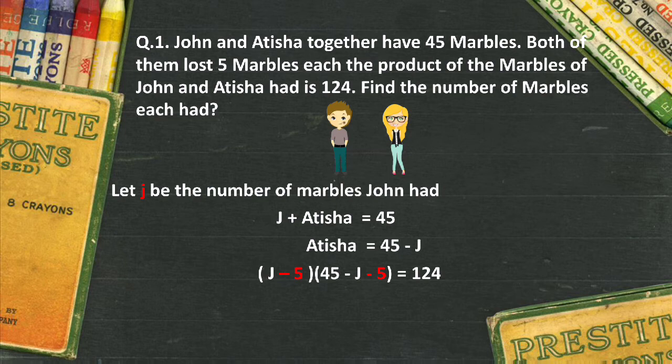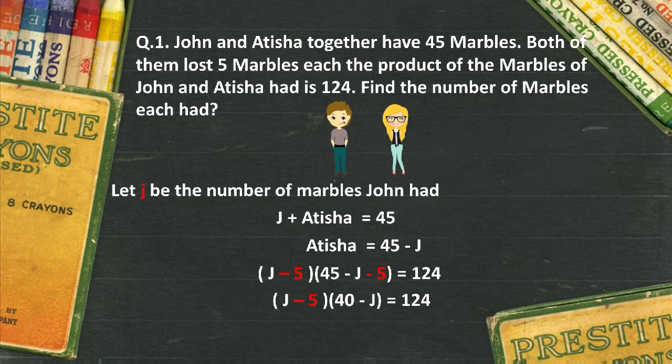You are told that the product after losing those marbles is 124. That's the reason I've put them in brackets and equated to 124. So J minus 5 will remain as it is, and 45 minus J minus 5 will become 40 minus J, because 45 minus 5 is equal to 40. So I've solved that second bracket.